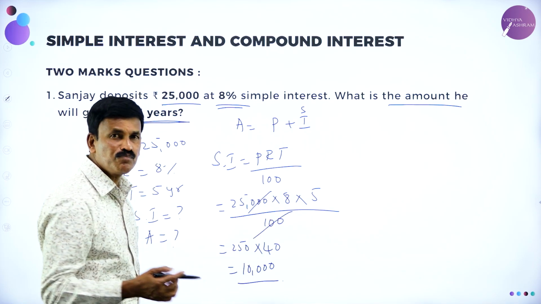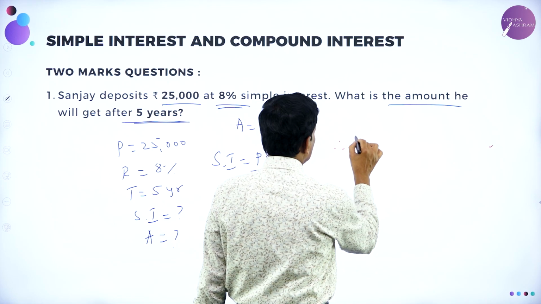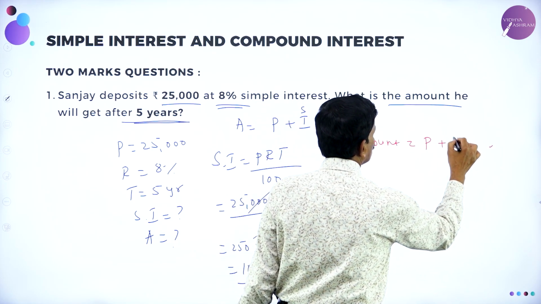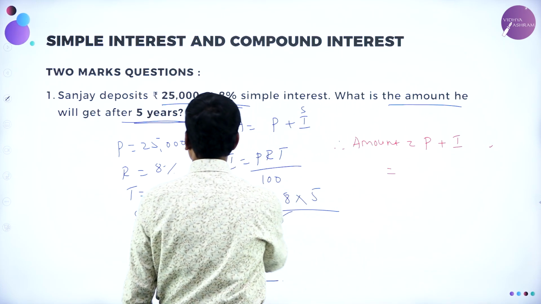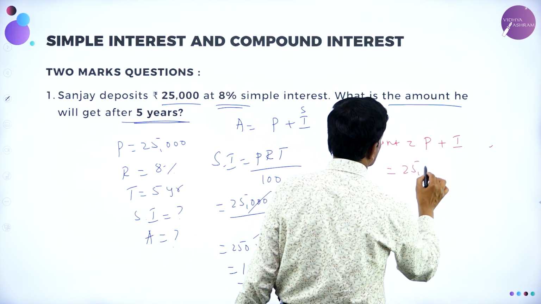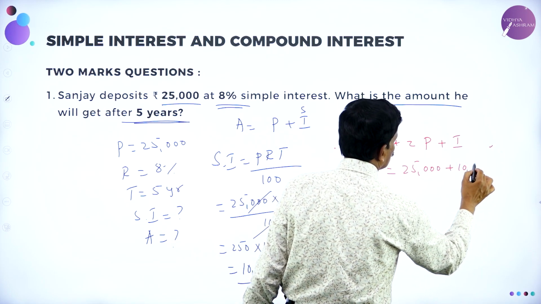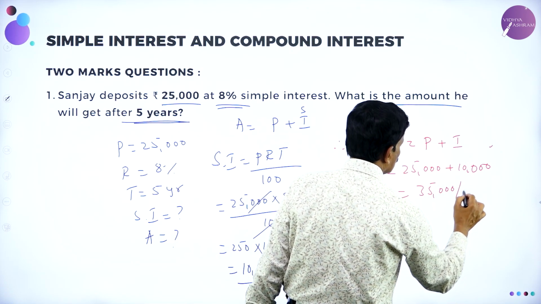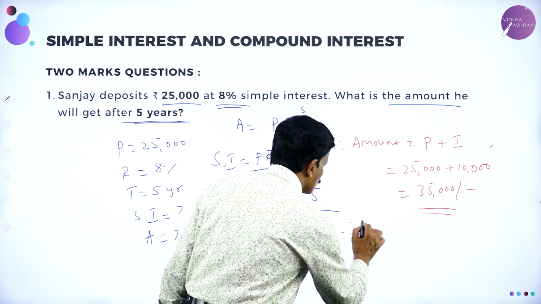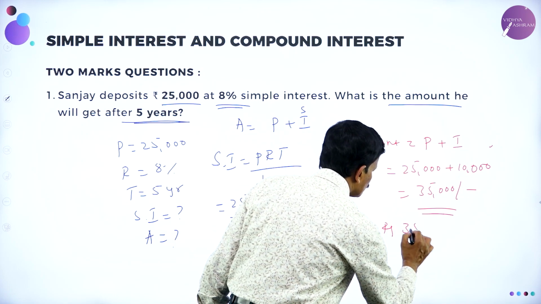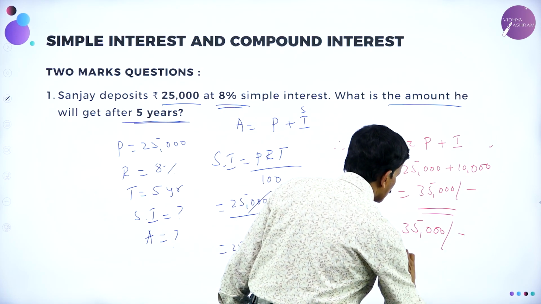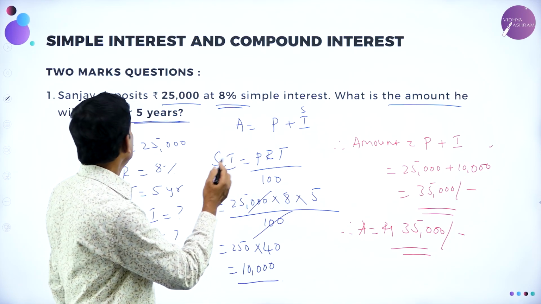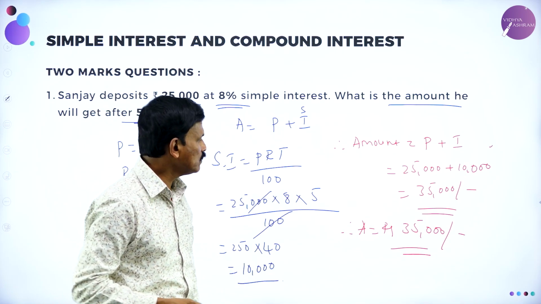Now let us find out the amount. Therefore, the required amount is equal to principal plus the interest. The principal is 25,000 and the interest is 10,000. So this is equal to 35,000. Therefore, the amount he will get after 5 years will be rupees 35,000.